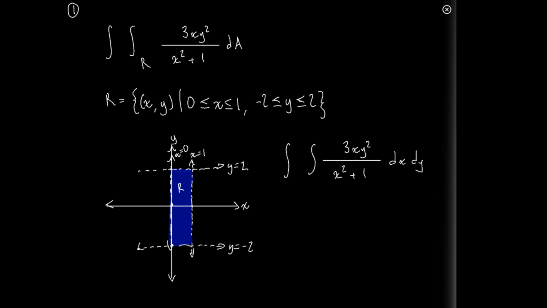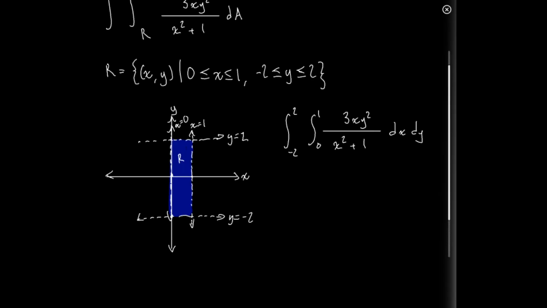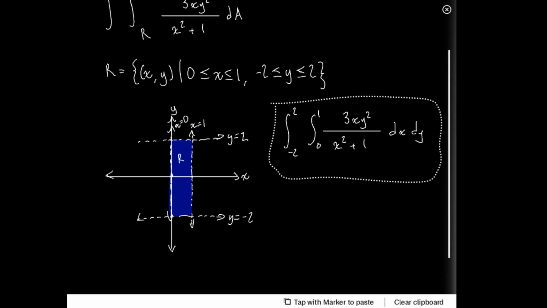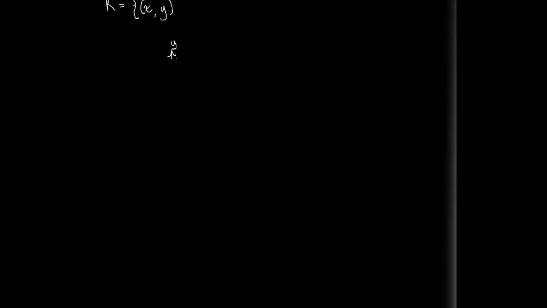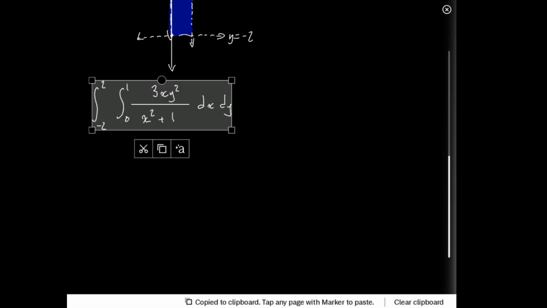That's not to say that it would be impossible to do if this weren't the case, but it's very easy in this case to just do it in whichever order. So we're going to do dx dy. So x goes from 0 to 1, and y goes from -2 to 2. Alright, so let's grab this nice new area down here all by itself.